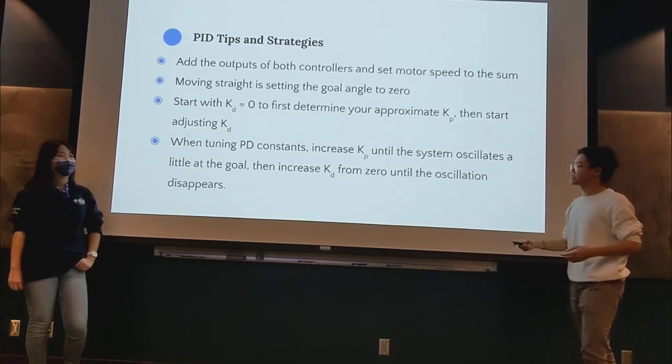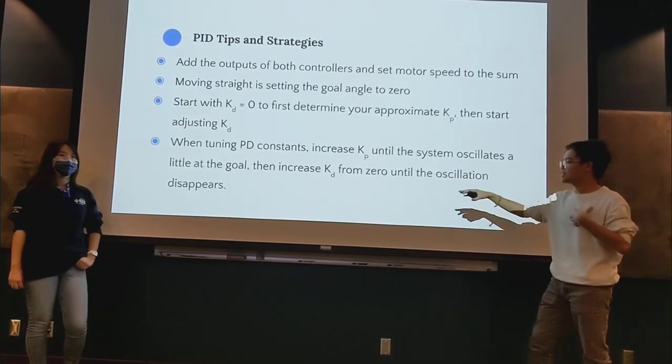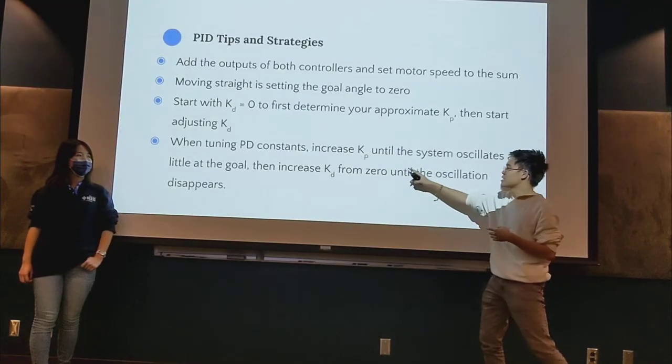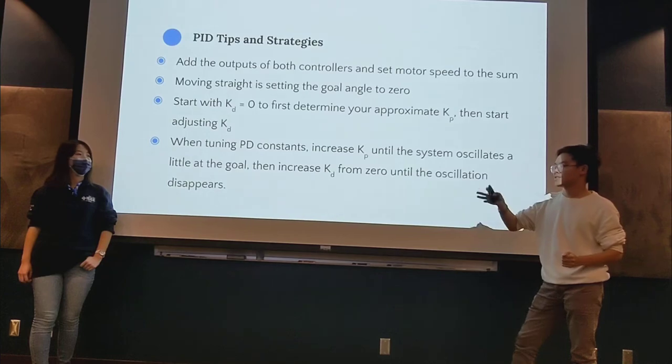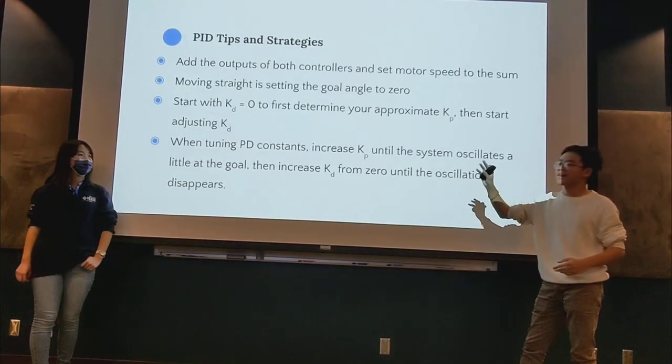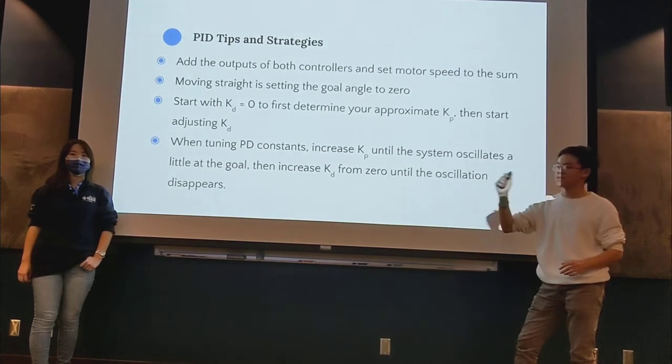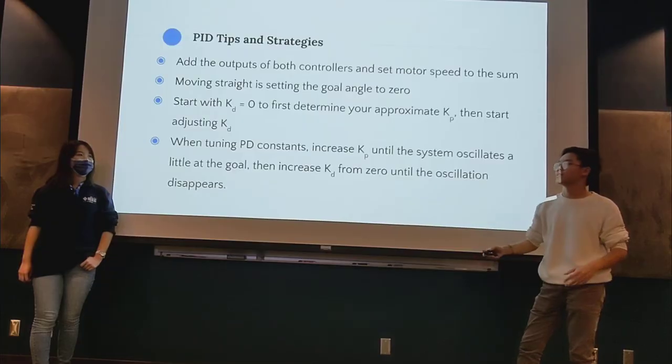As I just said, we start from Kp is 0, and then we slowly increase it until we get to the goal most of the time, and it just oscillates a little. Then we add a little bit of dampening, and that should be critically damped motion in theory.